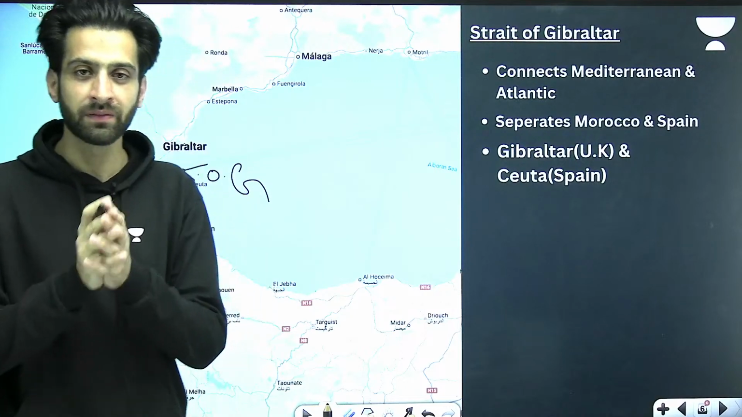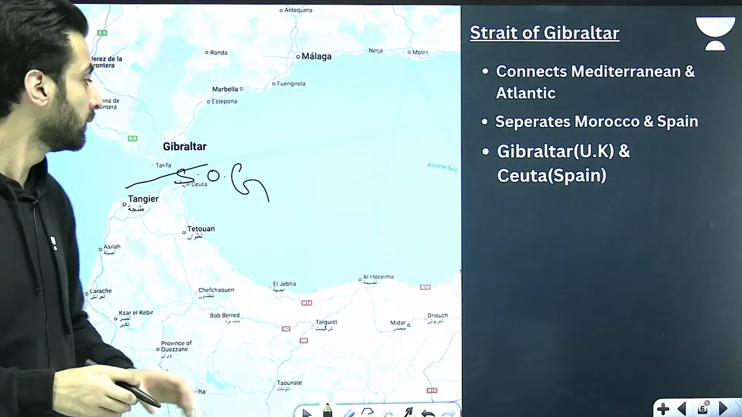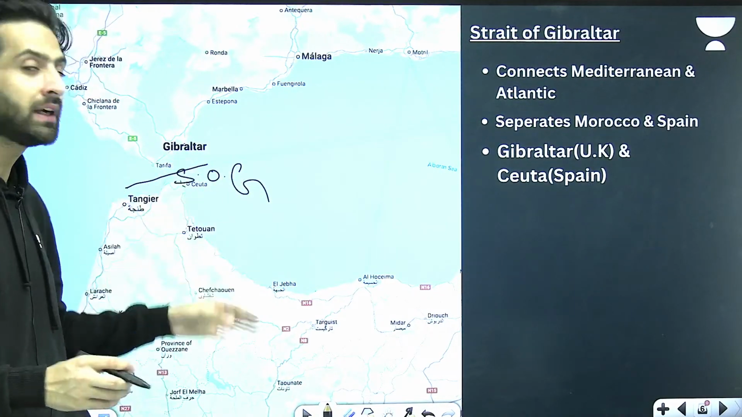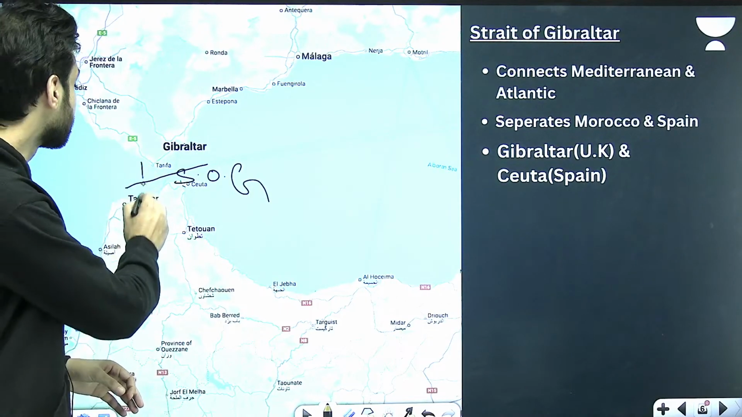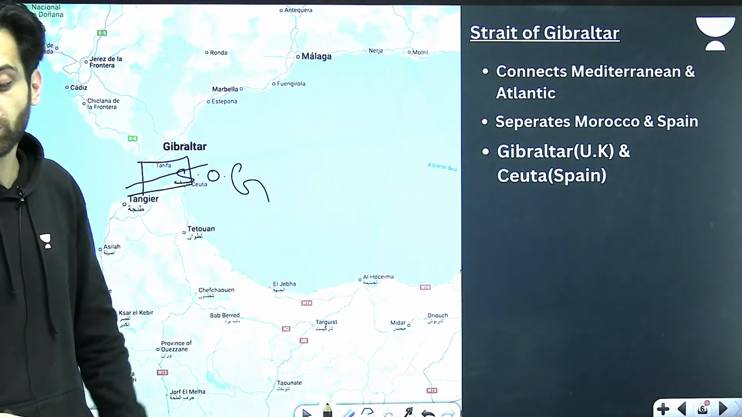So that is my first question to you. If you are aware of the map that I have just shown you, tell me which two water bodies are connected by the Strait of Gibraltar. As I told you, a strait is a smaller water body. See, this is a small water body that is connecting the two larger water bodies.